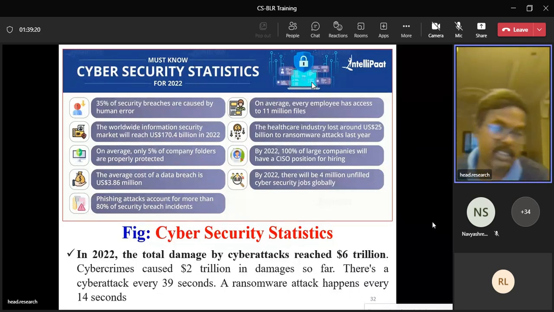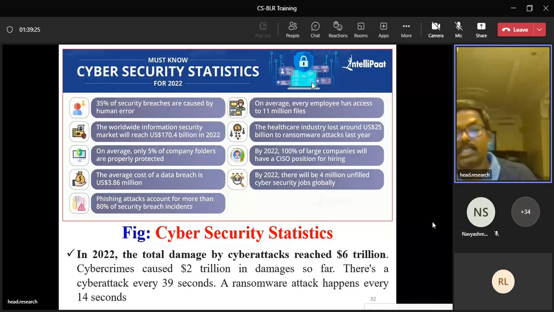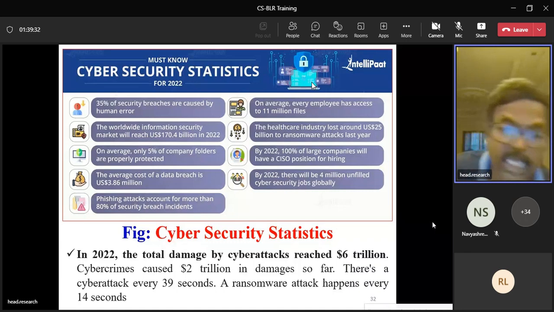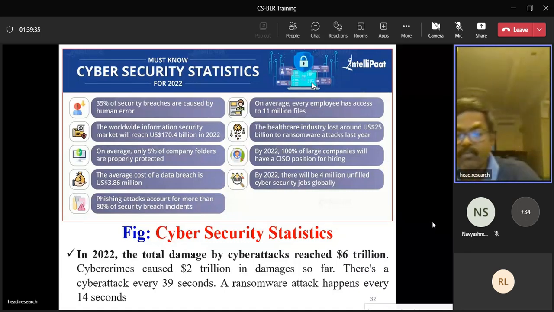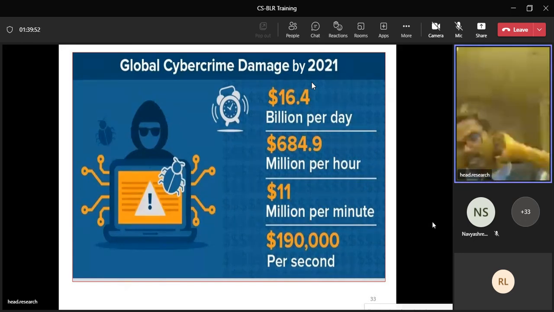Cyber crimes caused 2 trillion US dollars in damage so far. There is a cyber attack every 39 seconds. A ransomware attack happens every 14 seconds. Global cybercrime damage by 2021: 16.4 billion US dollars per day, 684.9 million US dollars per hour, 11 million US dollars per minute, 190,000 US dollars per second.